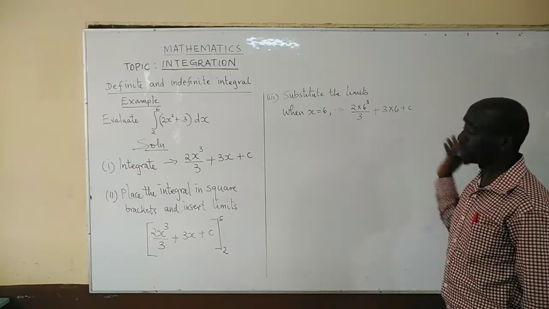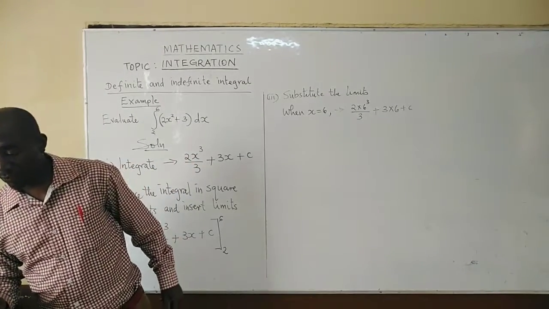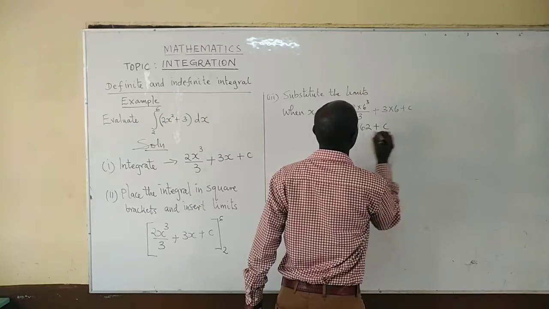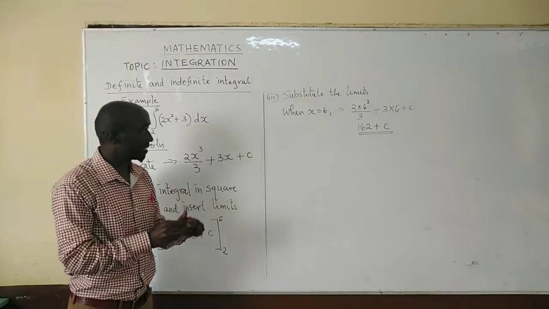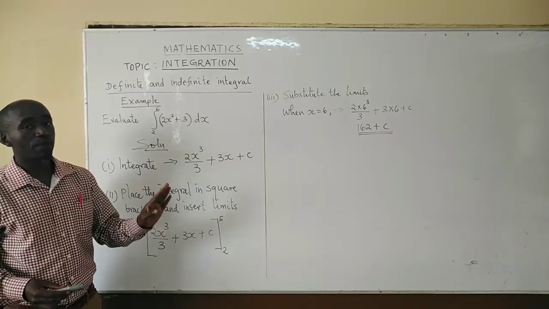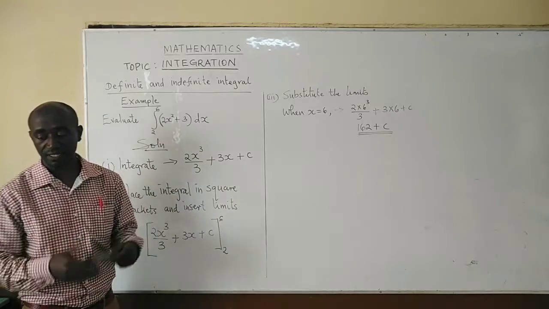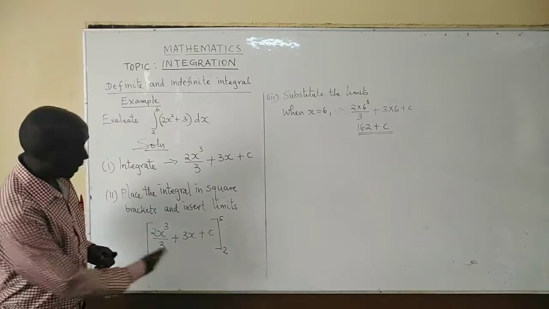If you simplify that, my dear learner, you will get 162 plus c. That is what we get. If we insert 6, the upper limit, in this integral, we will get 162 plus c. Remember, c is a constant. We don't know what it is, it's just any constant. Then we insert the other limit, the lower limit.